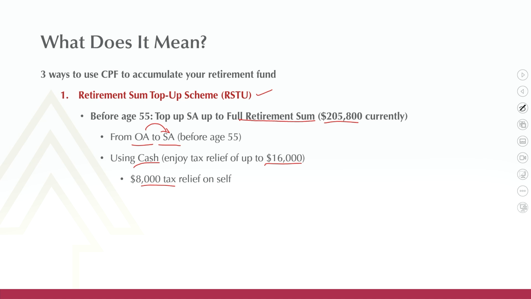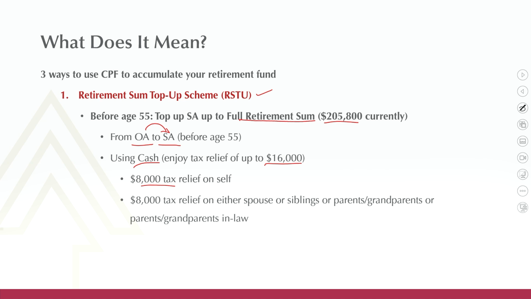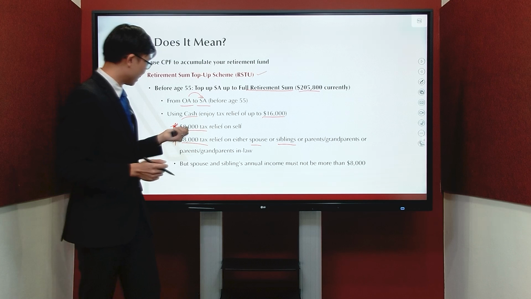The next $8,000 tax relief is when you contribute into the CPF accounts of your spouse, your siblings, your parents, grandparents, or in-laws. So when you do that, you get $8,000 tax relief when you contribute to yourself, and another $8,000 if you contribute into the CPF accounts of your loved ones. But do take note that when you top up into your spouse's or your siblings' account, their annual income must not be more than $8,000. If the annual income is more than $8,000, then you will not be eligible for this $8,000 tax relief.